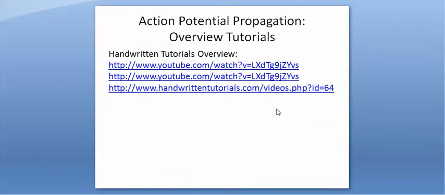So these handwritten tutorials, I just found these, and I think they're wonderful. They walk through 3 different phases of action potential propagation. So watch each one of them. They're really nice. I think they're really wonderful, actually.